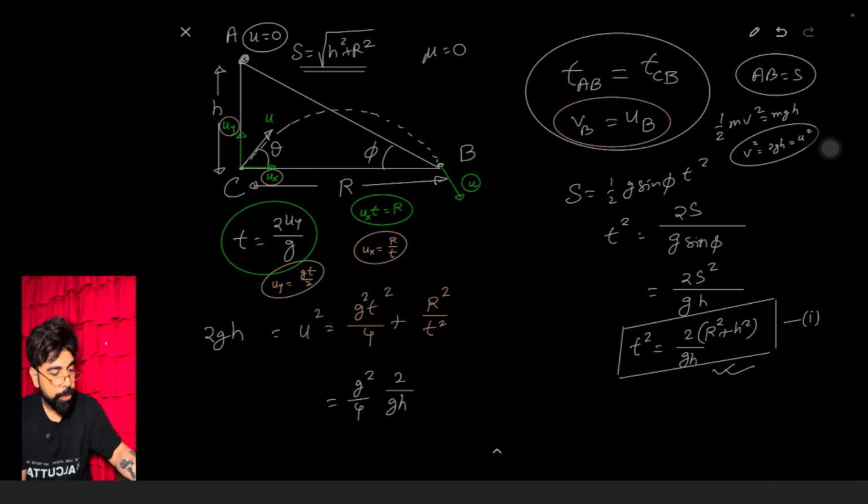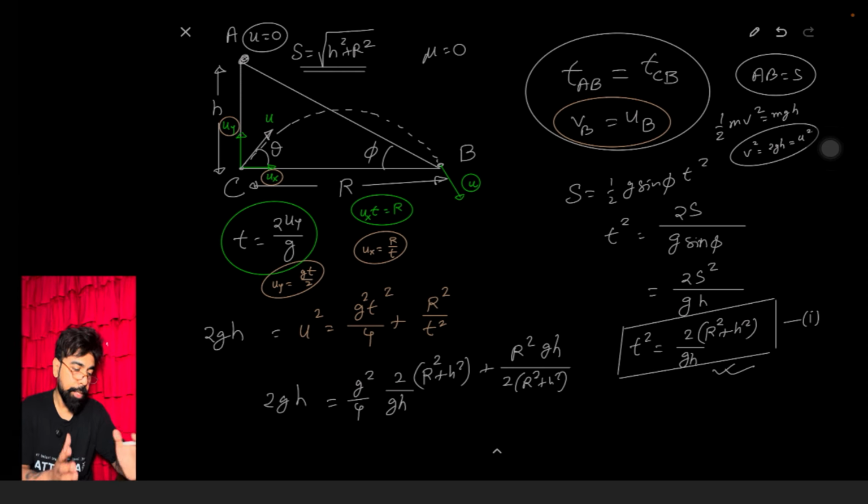Now what is your t square? See this value. So 2 by g h, r square plus h square, plus r square by t square. So take it as the denominator. So it is coming 2 by r square plus h square, and gh will go at the numerator. So this is equal to 2gh. So I am very near to get an equation involving r and h.